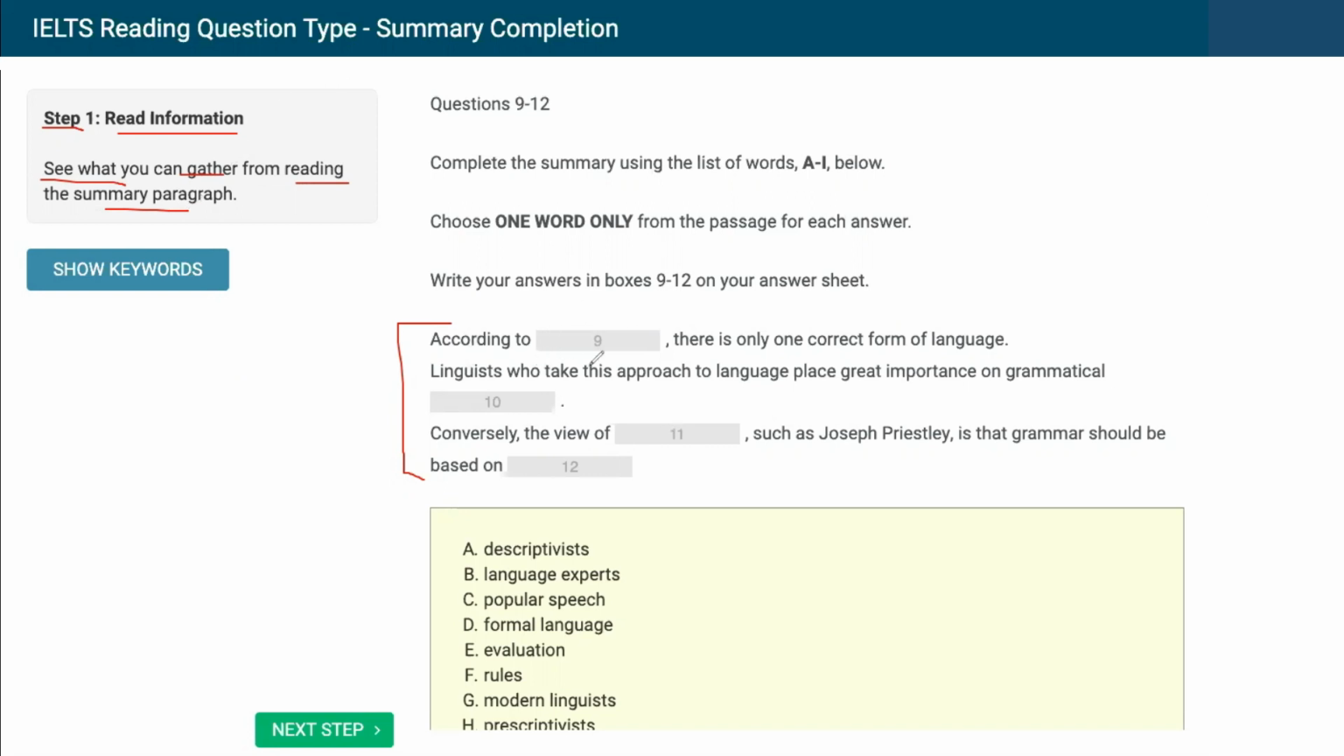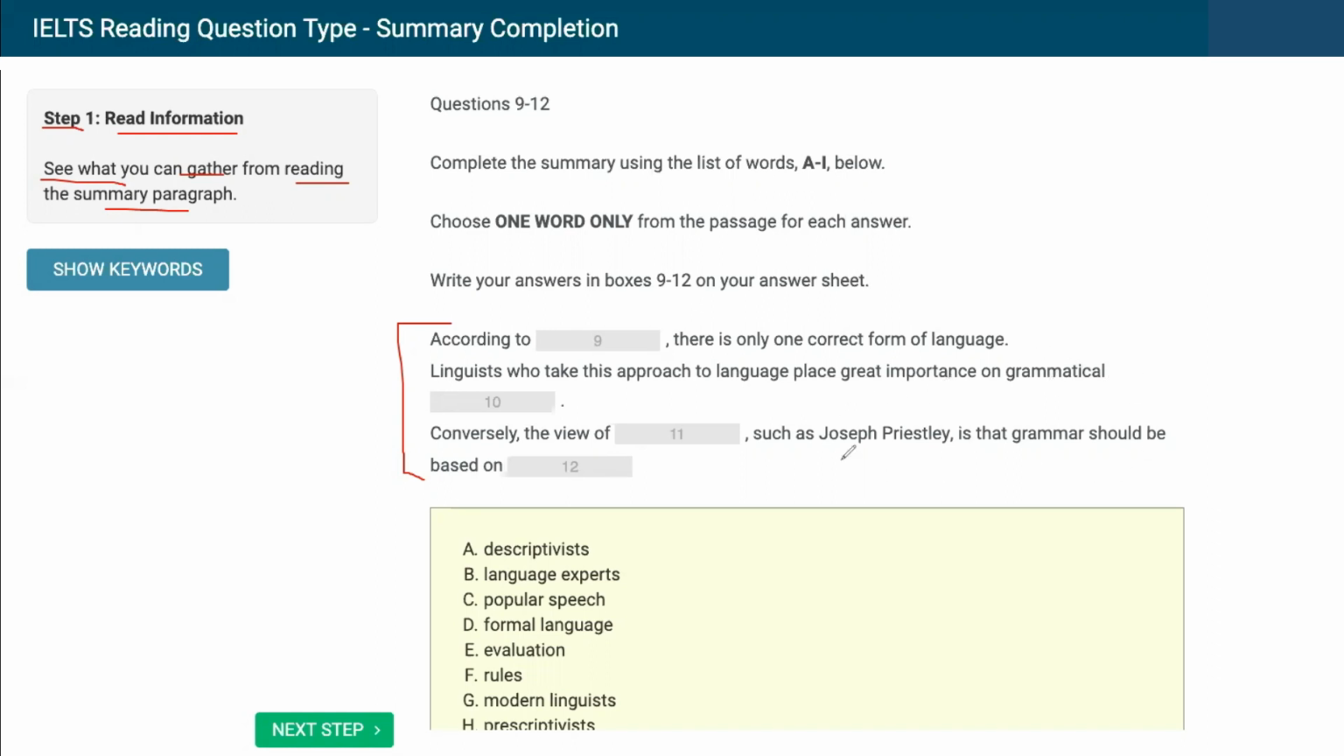According to blank, there is only one correct form of language. Linguists who take this approach to language place great importance on grammatical blank. Conversely, the view of blank, such as Joseph Priestley, is that grammar should be based on blank. Okay, so we have our 4 gaps. You might have noticed that we're going to be talking about language and perhaps some grammar.